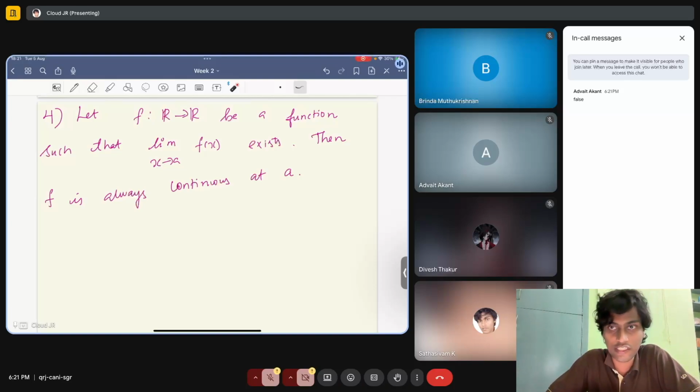So there is an answer. It says it's false. Can you give me an example? Or maybe I'll give you an example, and then I will have some more questions to ask. So let's try here.